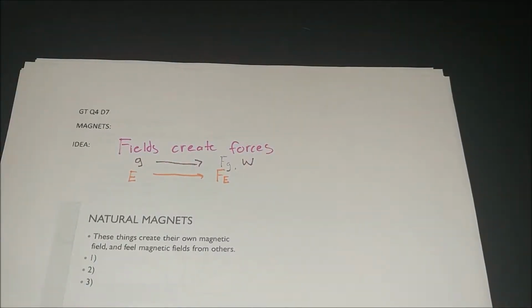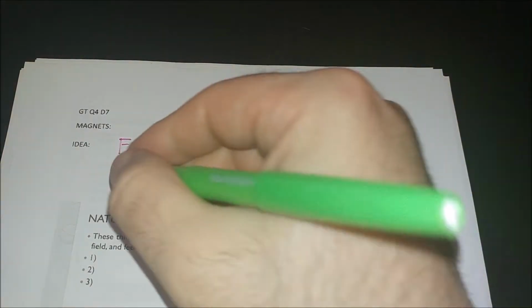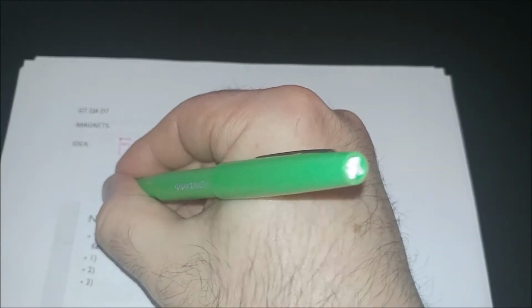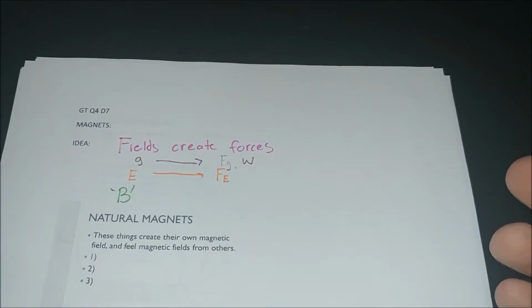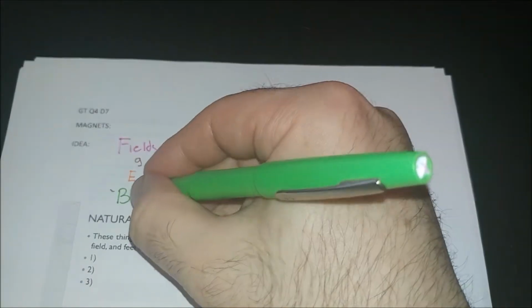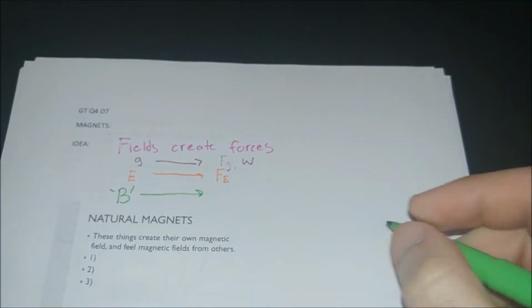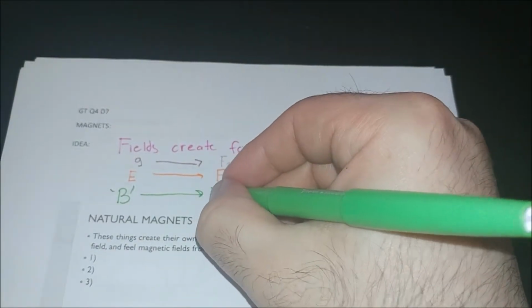But now we're going to talk about a third kind of field. It's a magnetic field, which is to be capital B. So capital B now stands for the magnetic field. And as you can probably guess, magnetic fields create magnetic force, which is F of B.